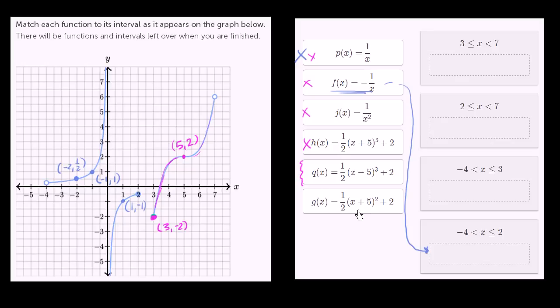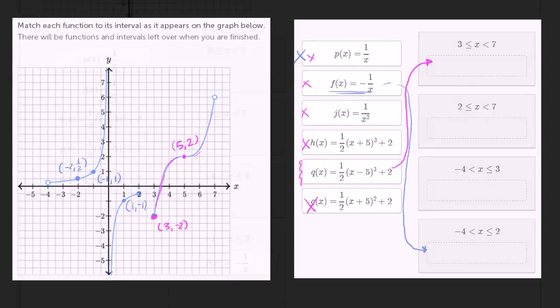Let's just try to see if we make sure we can rule this one out too. Well, let's see, 5, 2. Let's see, 5 plus 5 is 10. Squared is 100. Times 1/2 is 50. 52, not 2. So we can rule this one out as well. So it looks pretty clear that we could use this expression to define the interval x is greater than or equal to 3 and less than 7. Not less than or equal to. It's not defined at 7. So we could use this for this interval right over here.